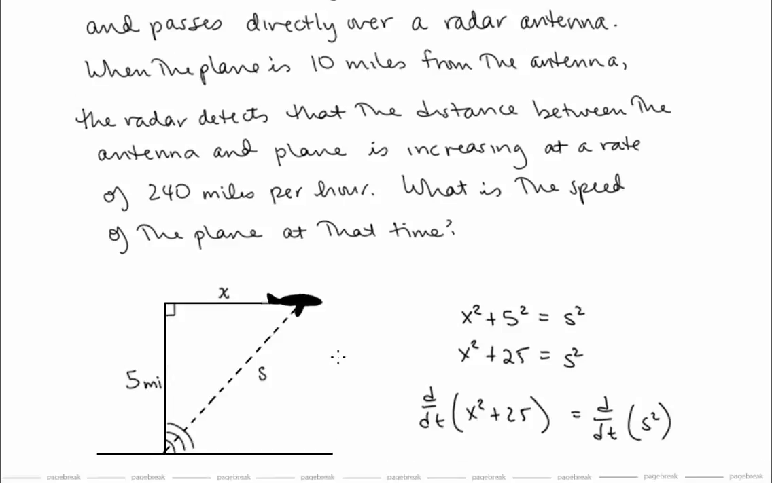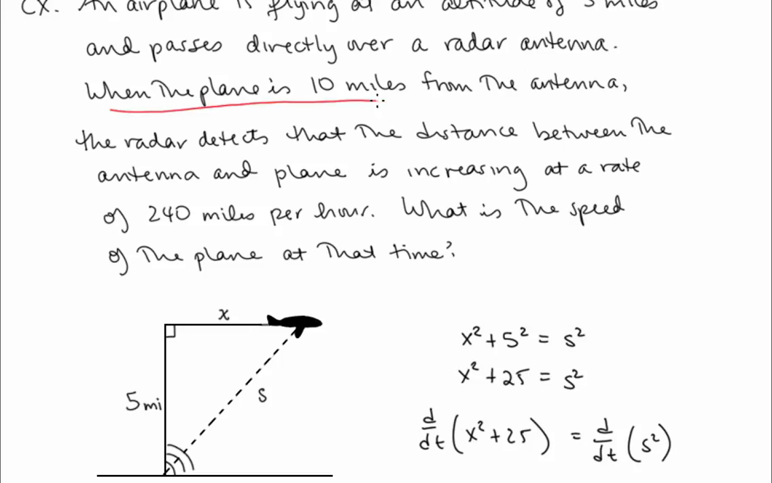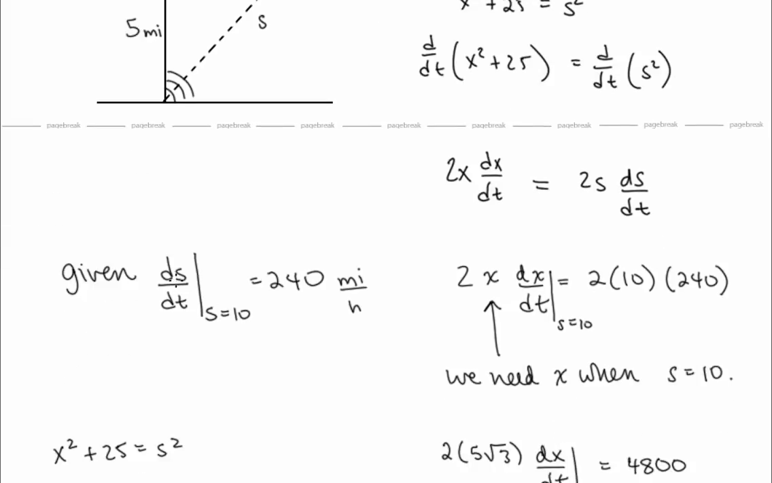Now let's take a look at what we're given. When the plane is 10 miles from the antenna, in other words, when s is equal to 10, the radar detects the distance between the antenna and the plane, that's s, is increasing at a rate of 240 miles per hour. So they're saying ds/dt at s equals 10 is equal to 240 miles per hour. So let's plug that in for ds/dt. That's here. And we know at this time s is equal to 10. So we plug in s equals 10.